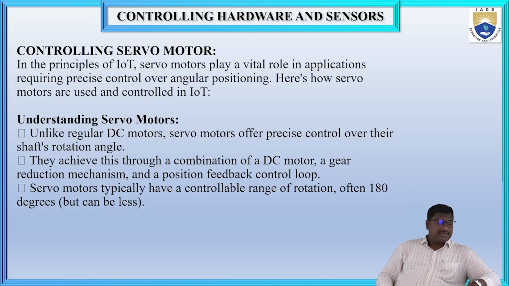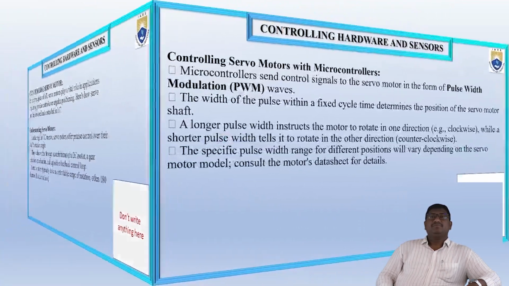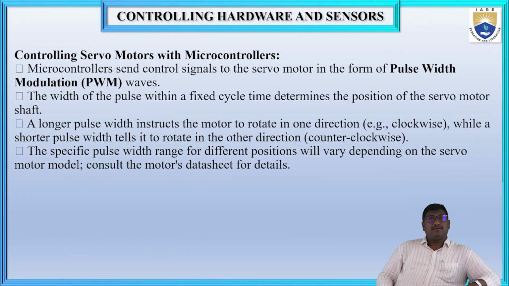How to control a servo motor? A servo motor can be controlled by understanding the things, unlike DC motors. The servo motor plays a vital role in applications that need precise angular position, and it is also used for control purposes. And how to control servo motors? By using microcontrollers. Microcontrollers send signals to the servo motor in the form of PWM, pulse width modulation waves. The pulse width determines the position of the servo motor. A longer pulse tells it to turn in the clockwise direction or counterclockwise direction.